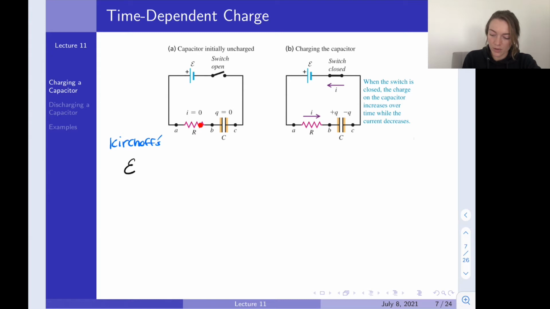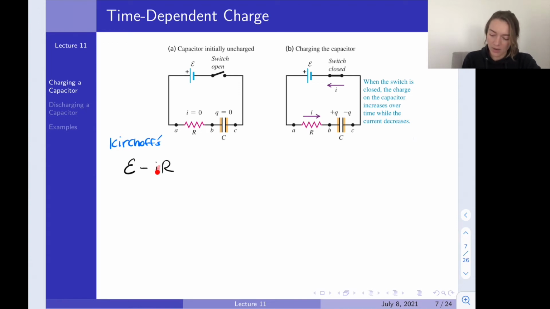Then we go over the resistor. The resistor will have a potential of minus IR. So we'll have a minus IR, and I'm writing a lowercase i. The lowercase i refers to the time-dependent current, so this is really a function of time here.